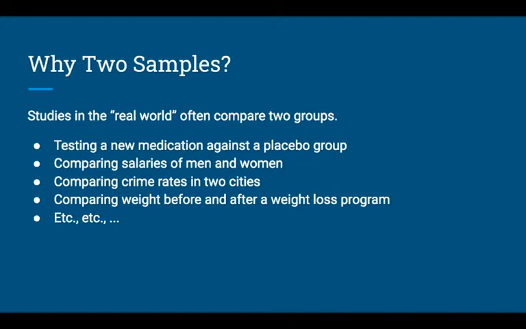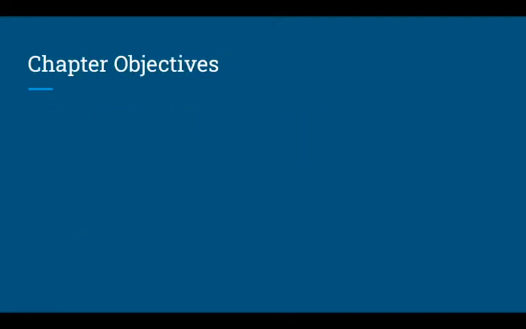There's crime rates in different cities might be compared, and then more of a before and after type of scenario might be involved, like a weight loss program where we take people's weights before and after. So that kind of data is what we call matched or paired data, where we have the same subject being surveyed twice, and we're comparing to see if there's any difference.